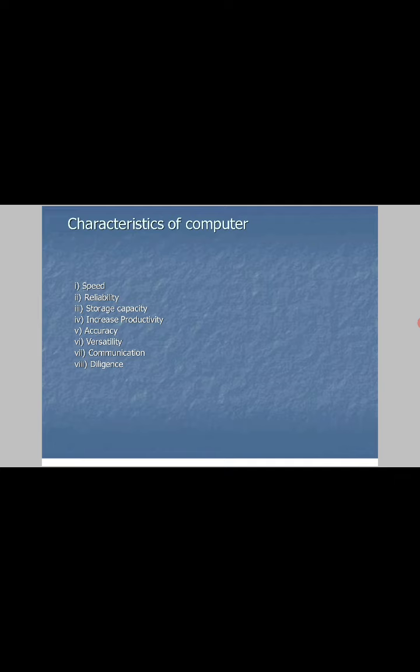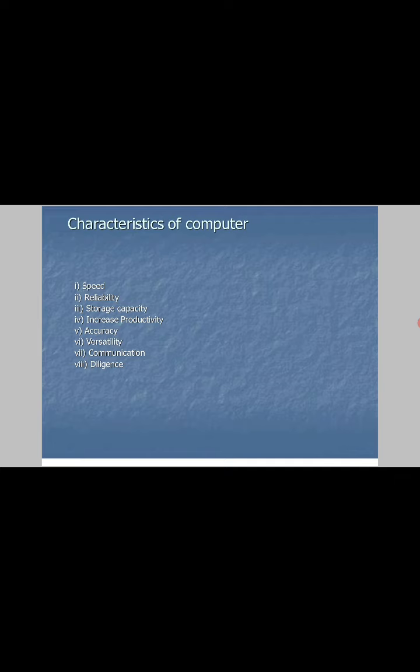If that number is high, generally the speed will be high. Reliability and storage capacity. Storage capacity means memory. There are different types of memories like temporary memory, permanent memory, high speed memory, low speed memory, high cost memories, low cost memories.